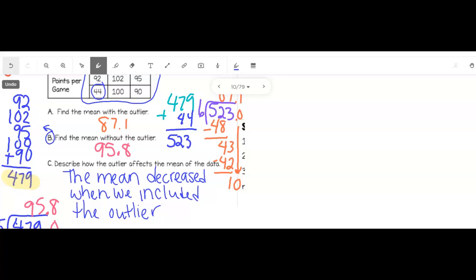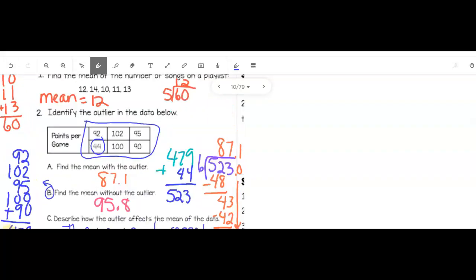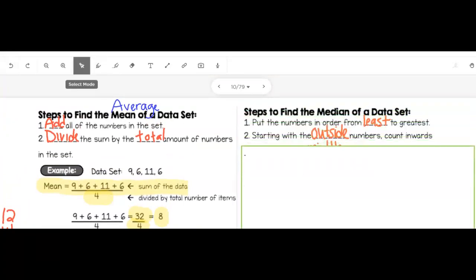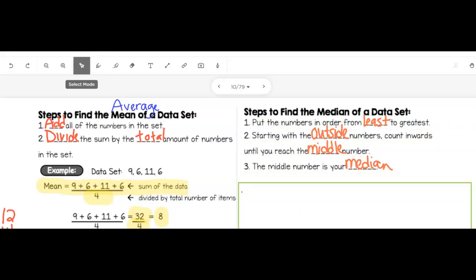We're going to move over to the other side. And we've got over here steps to find the median. All right, so steps to find the median, you have to put the numbers in order from least to greatest. If you skip that step, most likely you're going to get the wrong answer. Okay, starting with the outside, you're going to cross out numbers and count inwards until you get to the middle number. The middle number is your median.